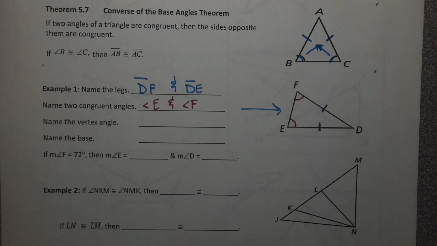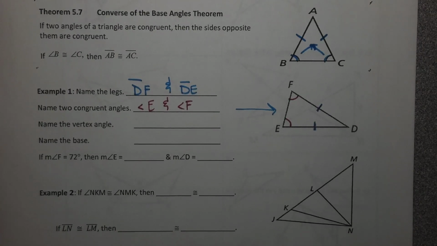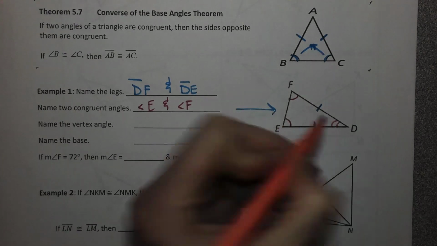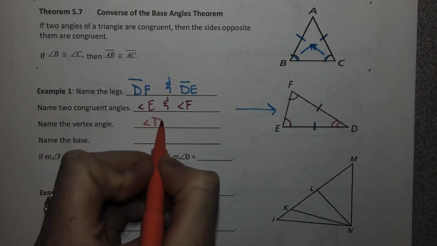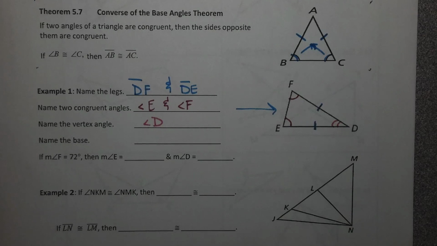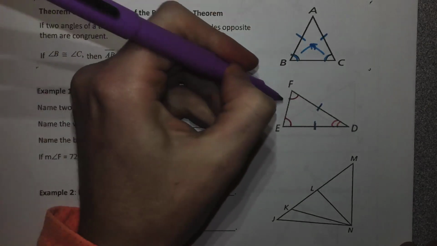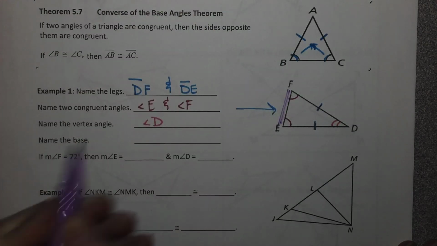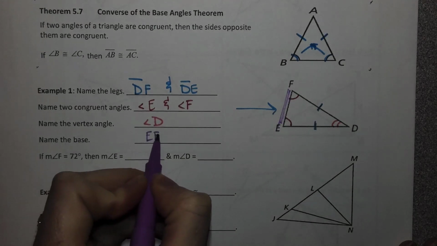What is the vertex angle then? Angle D, up here, because that one's different than the other two. And then the base would be FE, the side opposite that vertex angle, which is this one down here. So you can call it EF or you can call it FE, it doesn't matter.